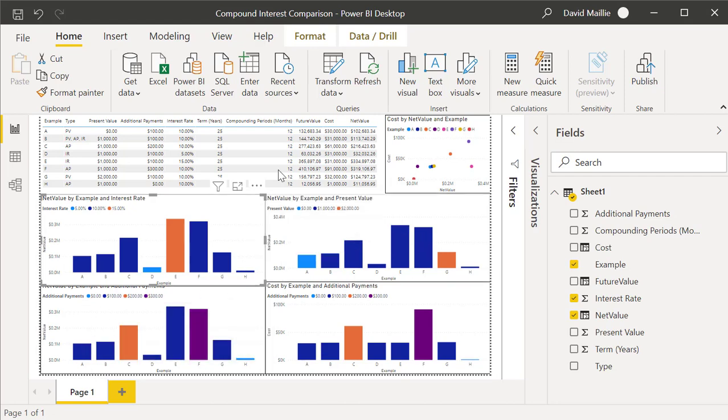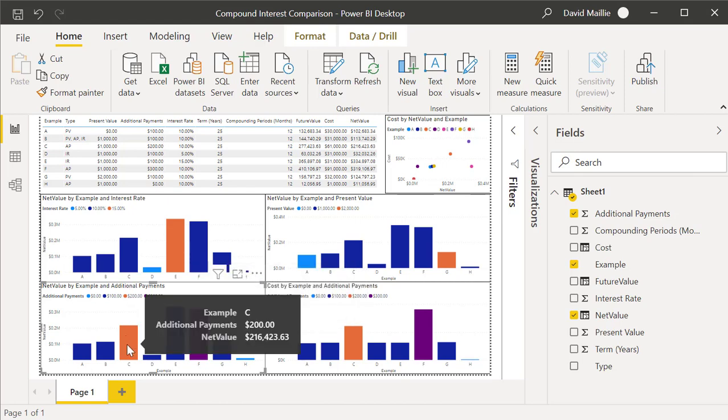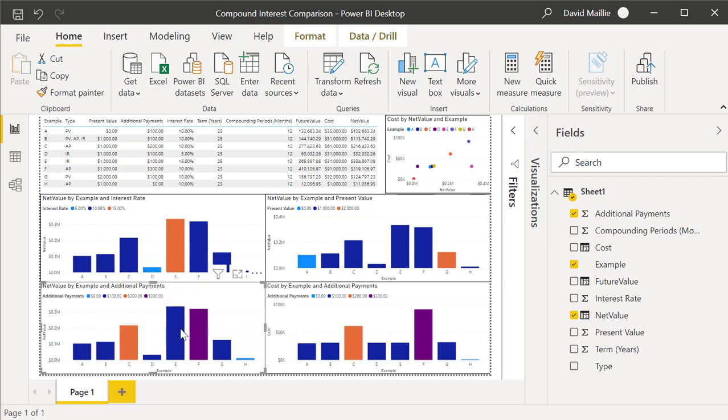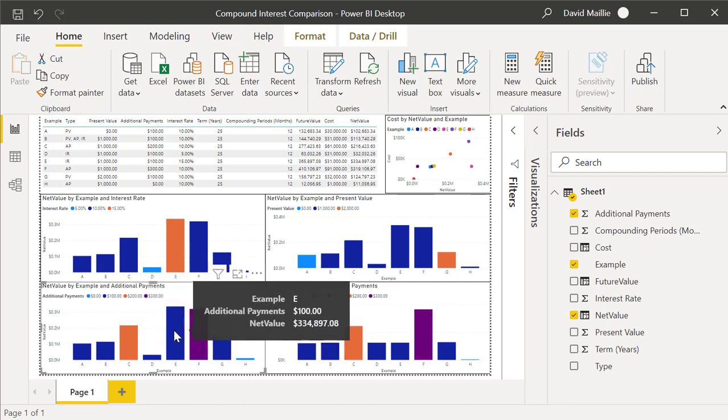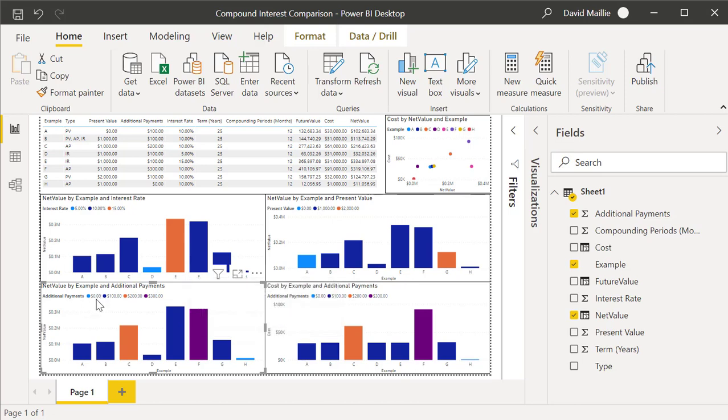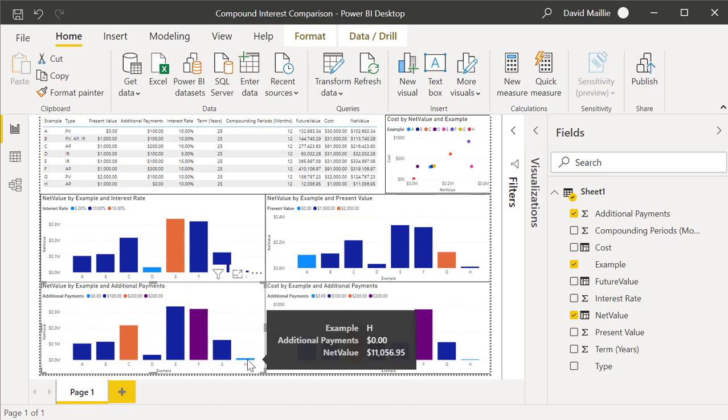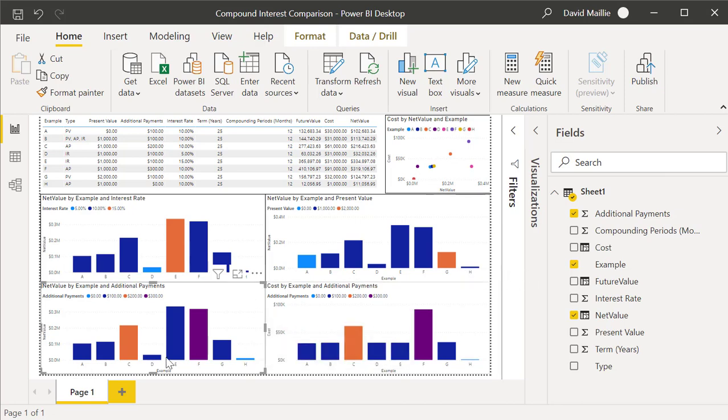Then if you go down here, you can look at the net value by example and additional payments. This is grouped by additional payments, so you can see which is more important, putting the money down or paying monthly, and how much you pay monthly. So let's take a look. $300 is purple, $200 is this, $100 a month is the blues, but look, this one is standing out because he had a higher interest rate. And $0 is this one over here. Obviously $0 per month was the lowest performer in everything you can see here.